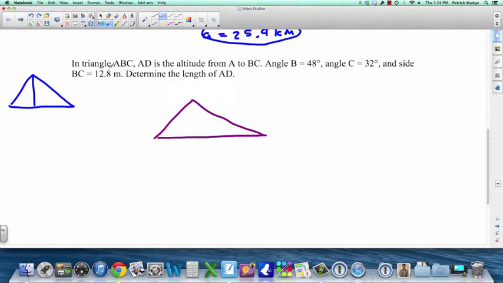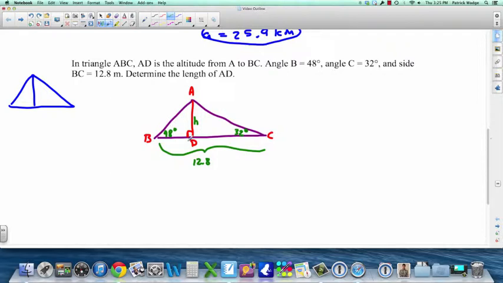So what we have is, in triangle ABC, AD is the altitude from A down to BC. So here's the altitude straight down. I didn't draw that very well. And there's D. AD is the altitude from A to D. And you know what kind of angle that makes? A right angle. That could be useful later on. Angle B is 48 degrees. Angle C is 32 degrees. And side BC, this whole side here, is 12.8. And we have to find the length of AD. I'm going to call it H for height because that's kind of what it is.